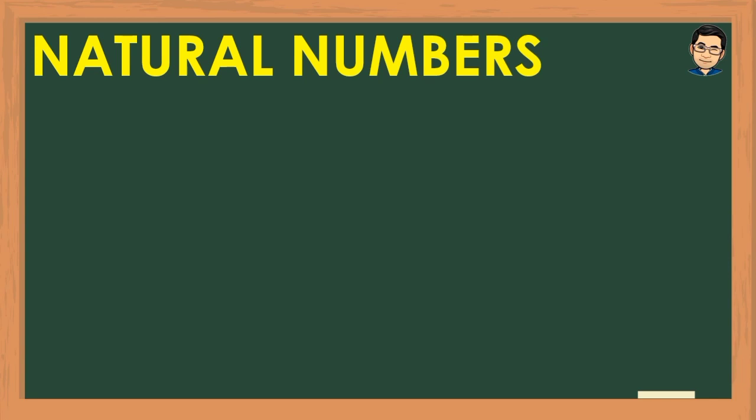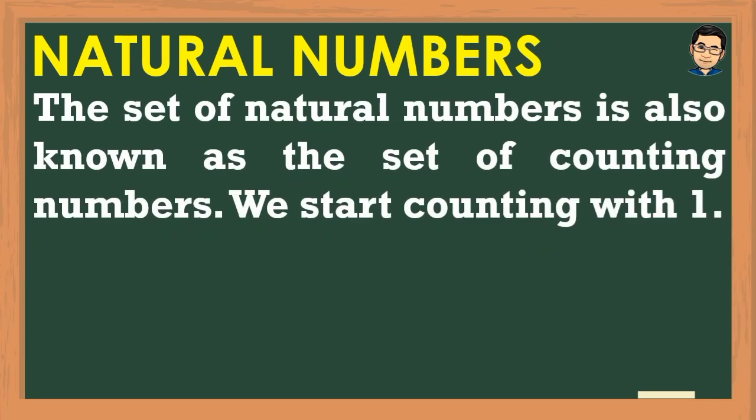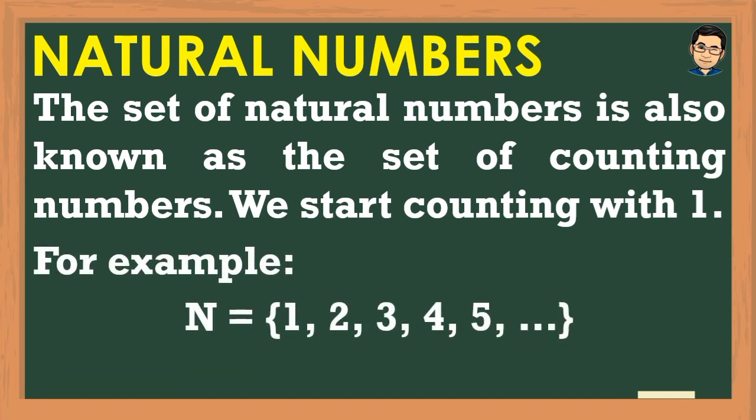So, what are natural numbers? So the set of natural numbers is also known as the set of counting numbers. We start counting with 1. Okay, so ang ibang katawagan po ng set of natural numbers is the set of counting numbers. So, nag-i-start tayo sa counting, di ba, 1? Hindi naman tayo nag-i-start sa 0. So for example, the set of natural numbers or counting numbers are 1, 2, 3, 4, 5, and so on. Because there are infinitely many natural numbers.